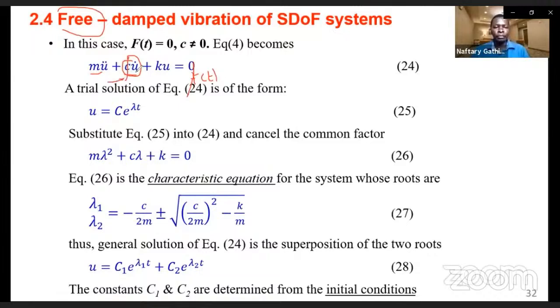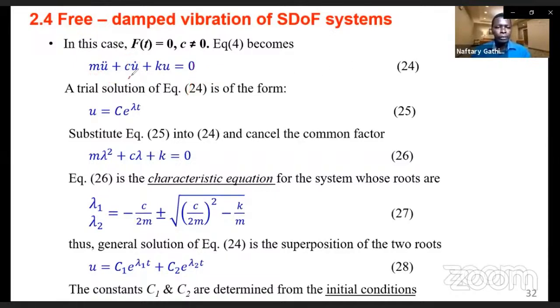c is the damping coefficient times the velocity. Remember, we confined ourselves to viscously damped structures. Therefore the force is directly proportional to velocity. And from that, we are able to derive and incorporate this component.